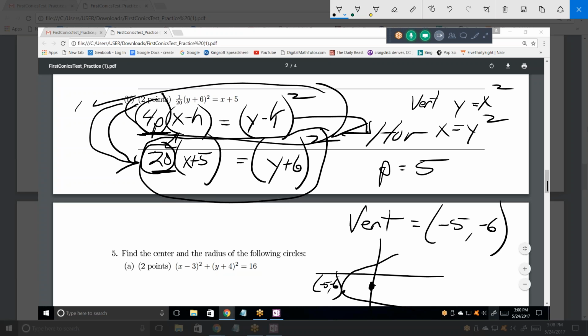Well, the points are clearly -5 because of that and -6 because of that. So I know the vertex has got to be at minus 5 comma minus 6. And I also know that P, which is called the focal length, which is this distance right here, that's P, is 5, because 4P is 20. So P has to be 5.